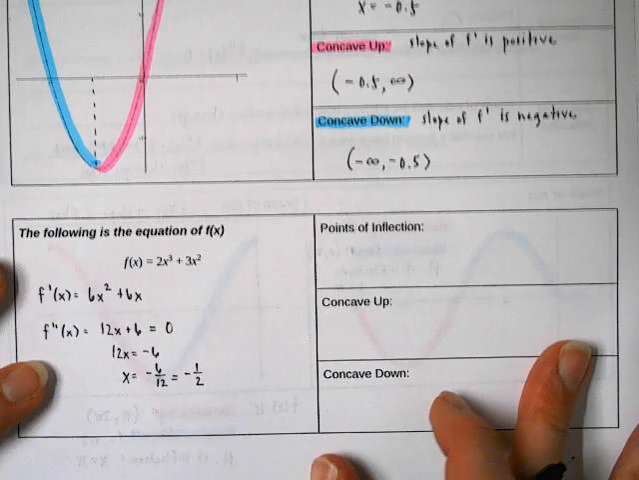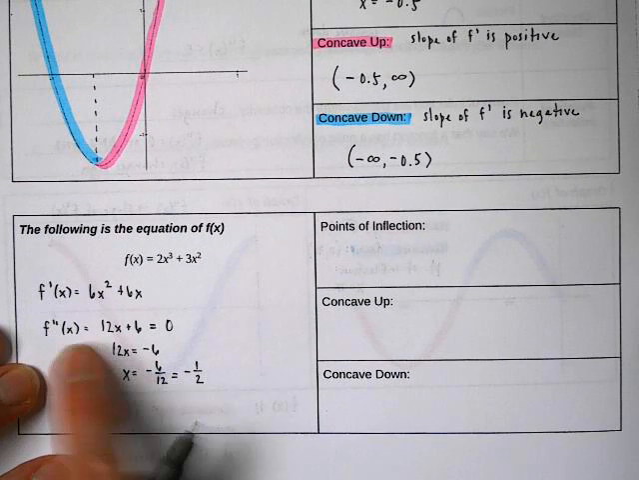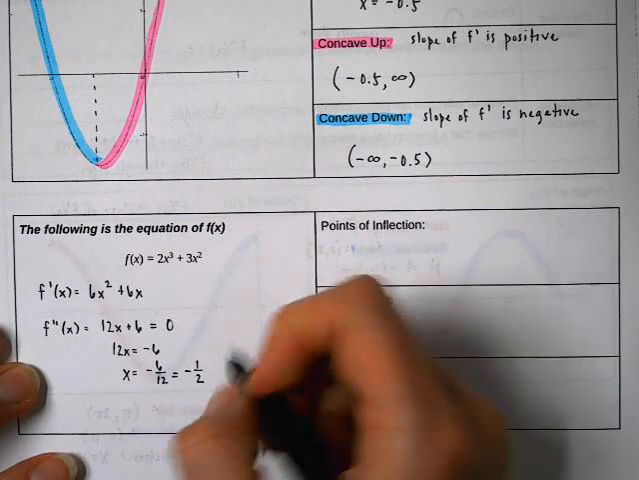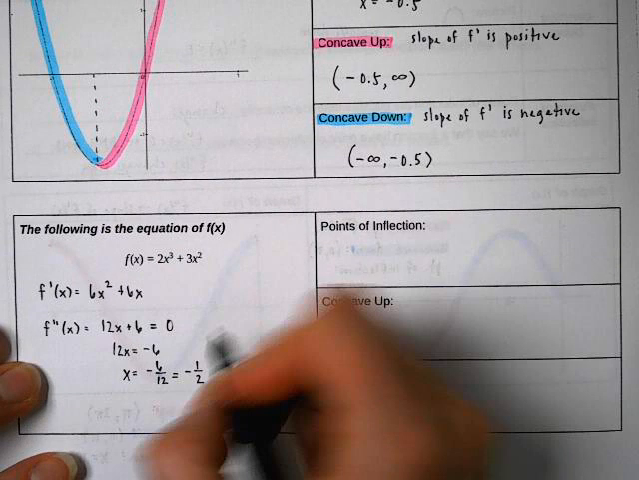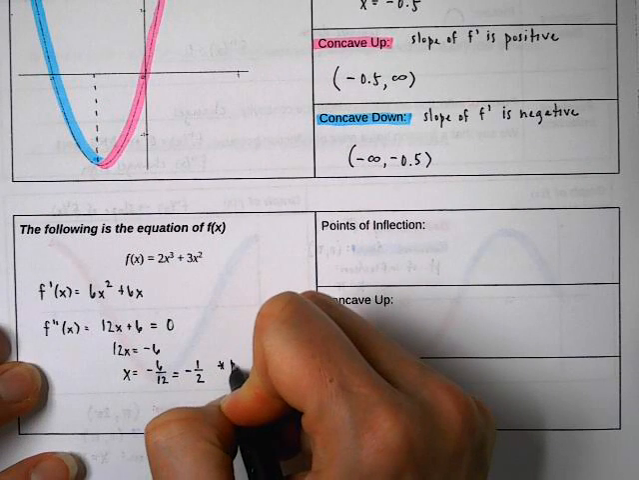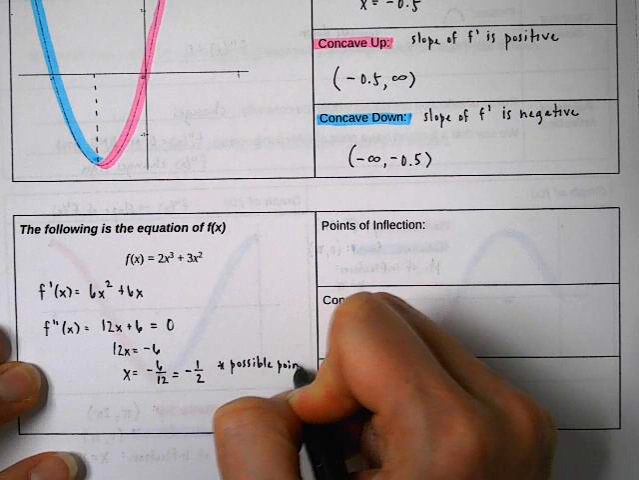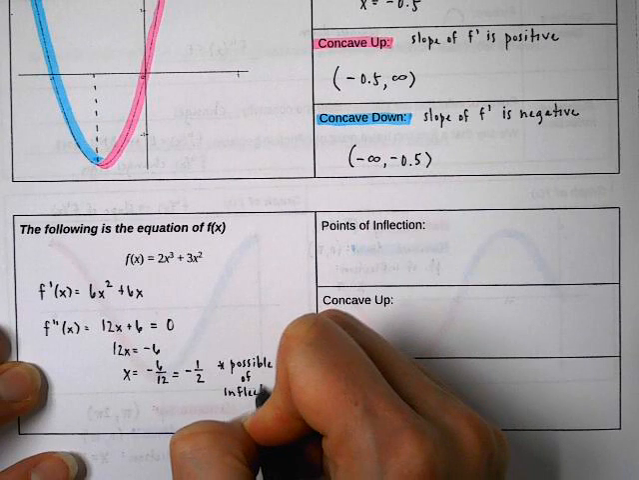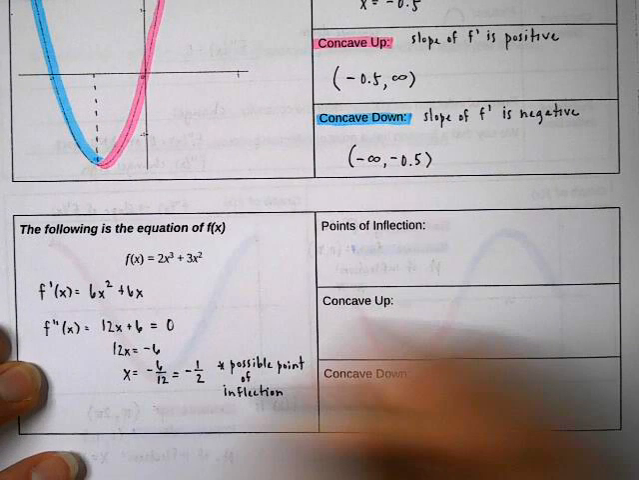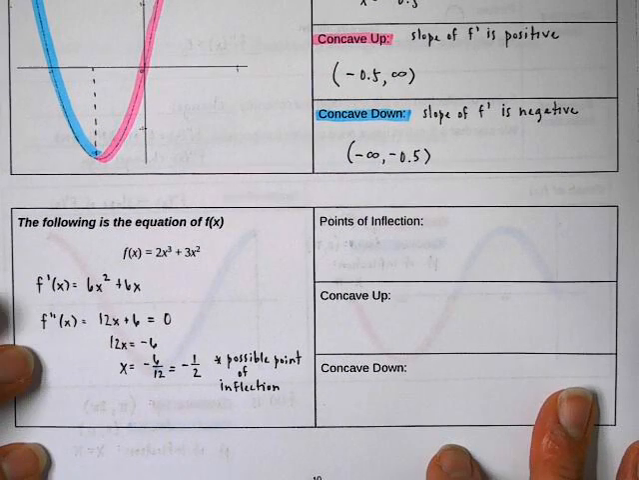Now, the important thing to note here, we found out where our second derivative is equal to 0. Right now, we don't actually know yet that we have a point of inflection. What I'm going to say is that this is a possible point of inflection. We have to actually do the analysis to make sure that there's a sign change at that point before we can call it a point of inflection. So that's what we're going to do now.